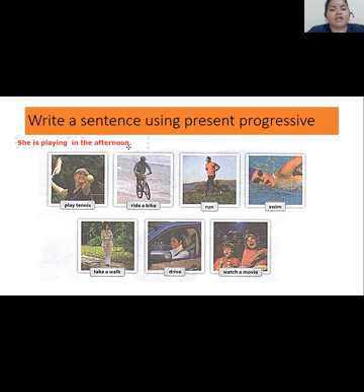This phrase, in the afternoon, usually we use it for simple present, okay? With present progressive, usually we're going to use phrases like right now, at this moment, at the present, or now. She's playing tennis right now, for example. What could be number two? What could be number two, Carmen? Thank you, Emerson.